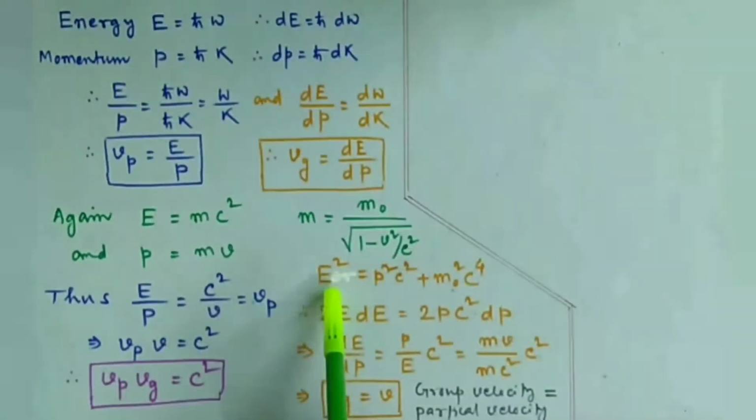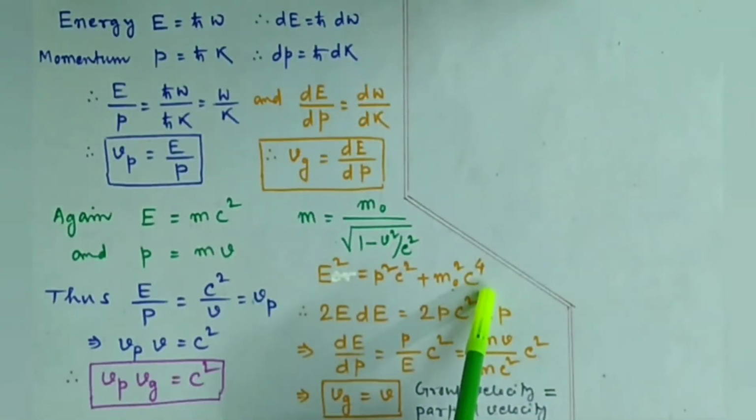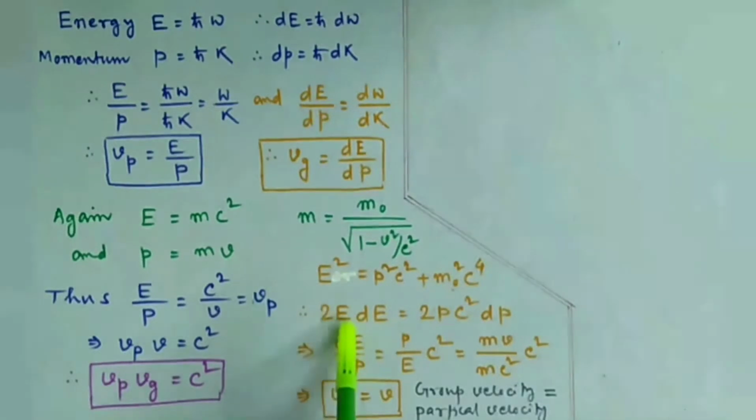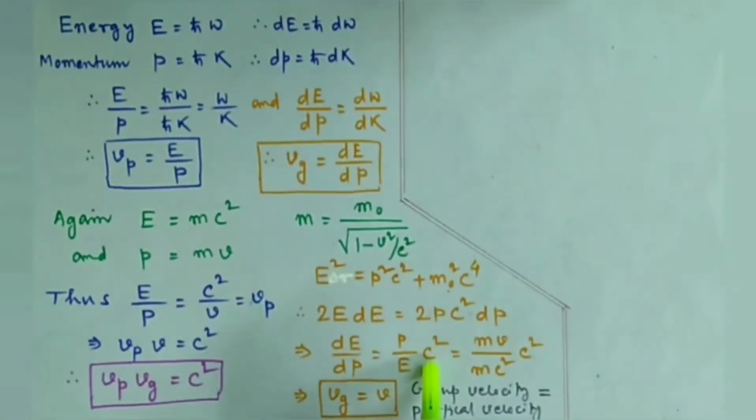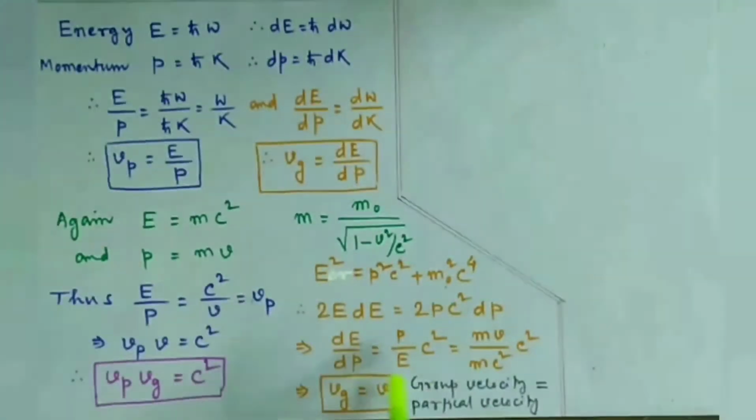Now, the relativistic expression for the total energy of the electron is given by E square equals p square c square plus m0 square c to the power 4. Differentiating this expression, we have 2E dE equals 2p c square dp, or dE by dp equals p by E into c square. Now p equals mv and E equals mc square. So dE by dp equals mv by mc square into c square, which is v. This is the group velocity and v is the particle velocity. Thus we prove that the group velocity equals the particle velocity. If we put Vg equal to v in this expression, we may write Vp into Vg equals c square.